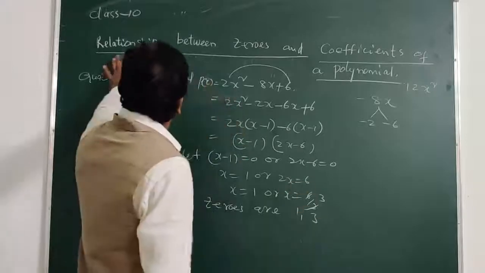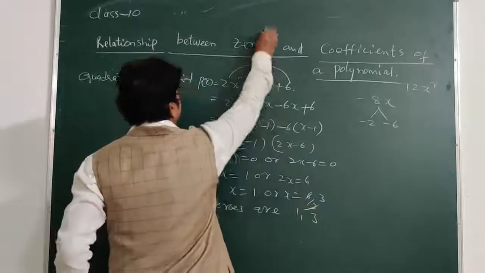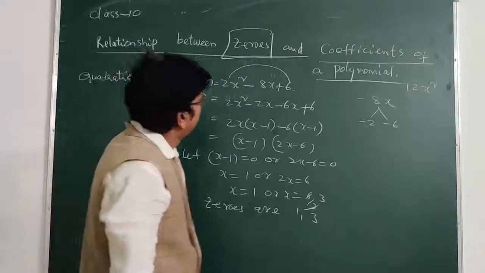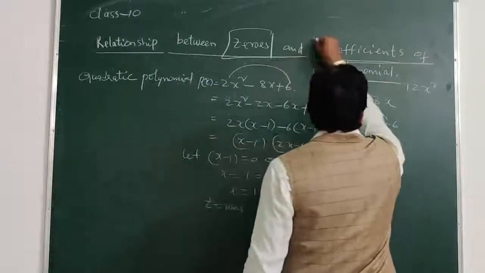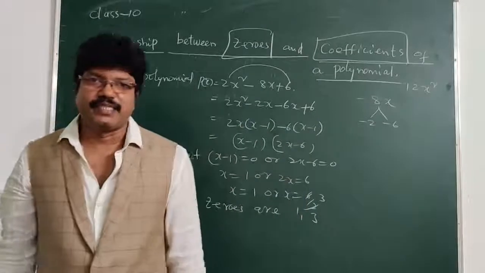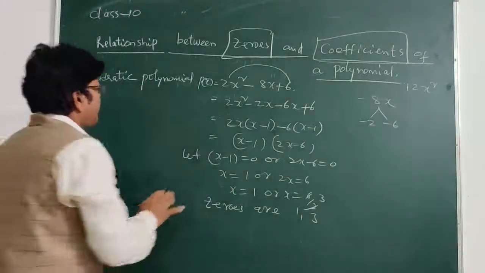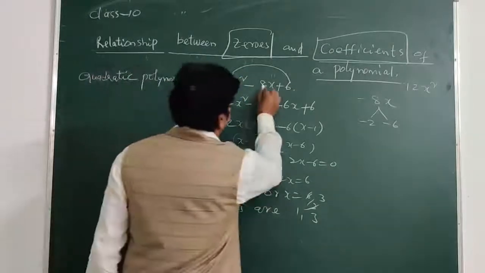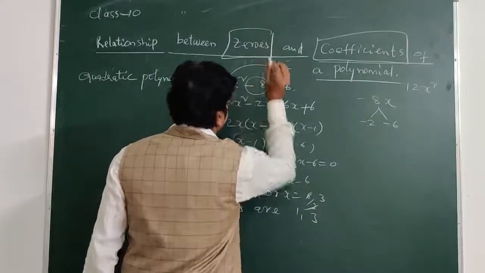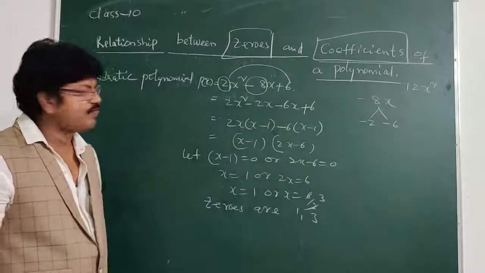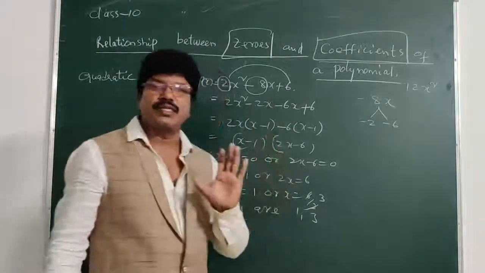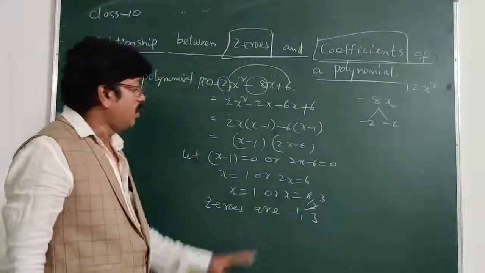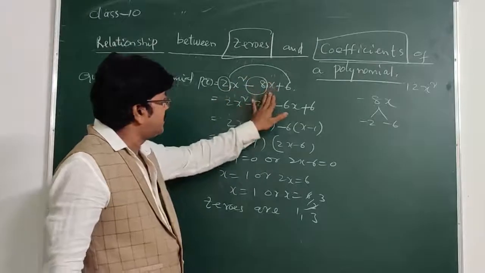Now, once watch the relationship between zeros and coefficients. You get clarity on zeros. What are coefficients? This is the x square coefficient, this is the x coefficient, and this is the constant. In the quadratic polynomial, there are three terms: x square term, x term, and constant term.